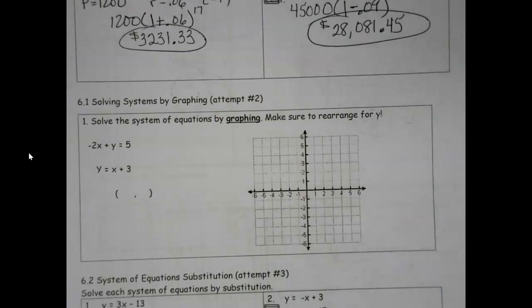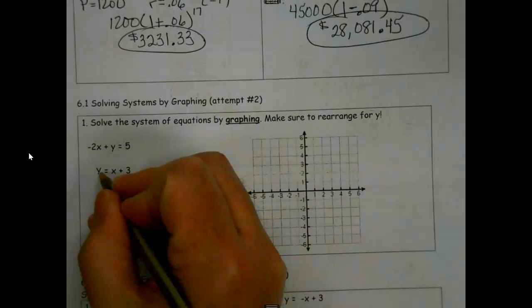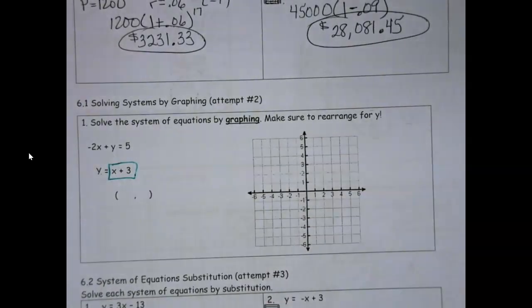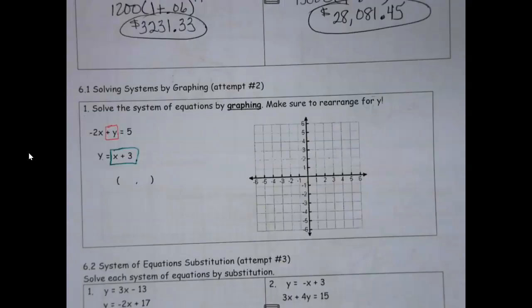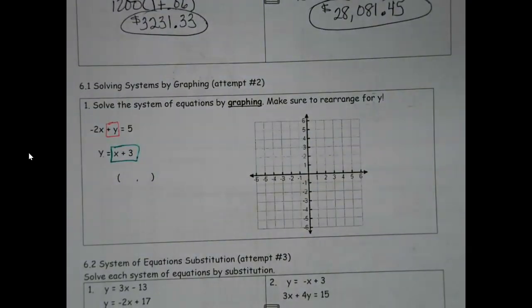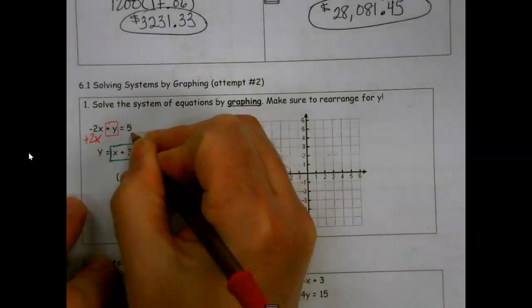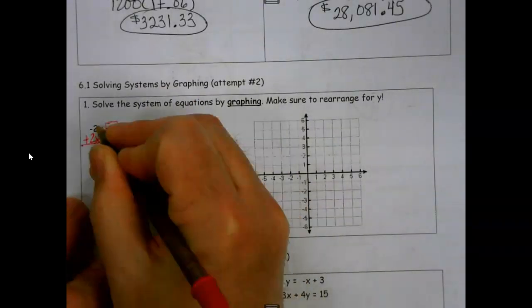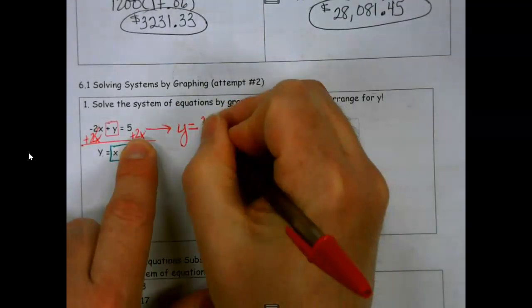Okay, solve the system by graphing. Make sure to rearrange for y. Okay, if it's not already in y equals like this one is, that one's ready to go. This one, I got one step to get y by itself. What's my one step to get y alone? How do I undo the minus 2x? How do we undo this? Because that's math. That's true. And we always want to have the x part first.